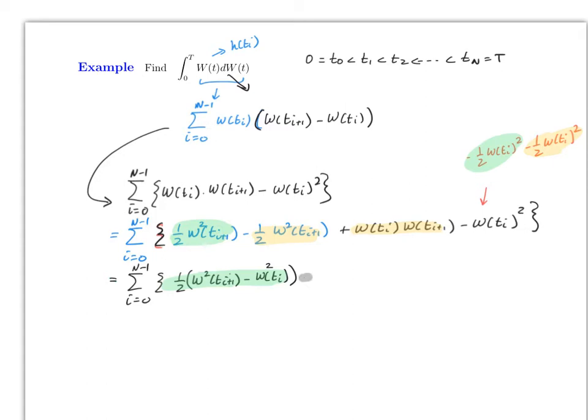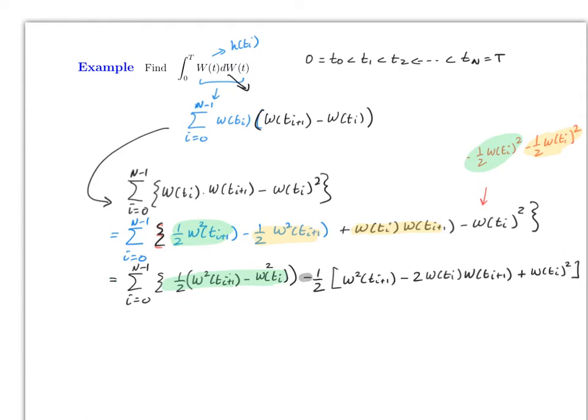You can factor the minus 1/2. This will be W(t_{i+1}) squared, then this has to be minus 2. Why? Because minus 2 over 2 gives you 1. So this is just basic factoring from algebra. This will be W(t_i) times W(t_{i+1}). And then finally this will be plus, because minus and minus is going to be plus, W(t_i) squared.